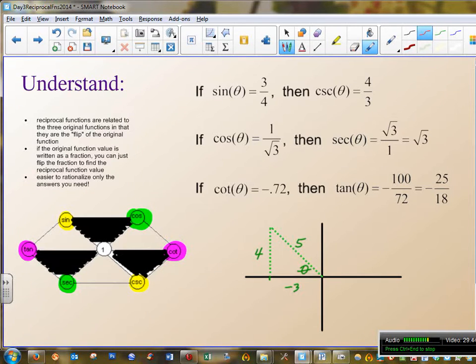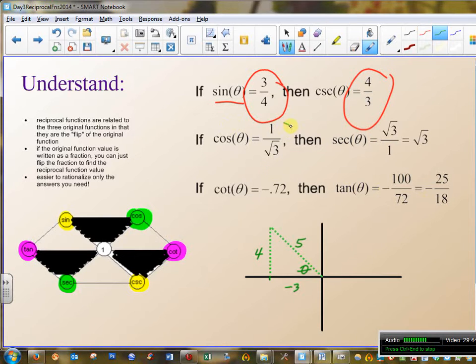When we talk about understanding, you can see that we're talking about the reciprocal function value. Sine of theta is equal to this function value, 3/4. Then that must mean the cosecant of that same angle theta is equal to 4/3. All we did was flip the fraction over, take its reciprocal.